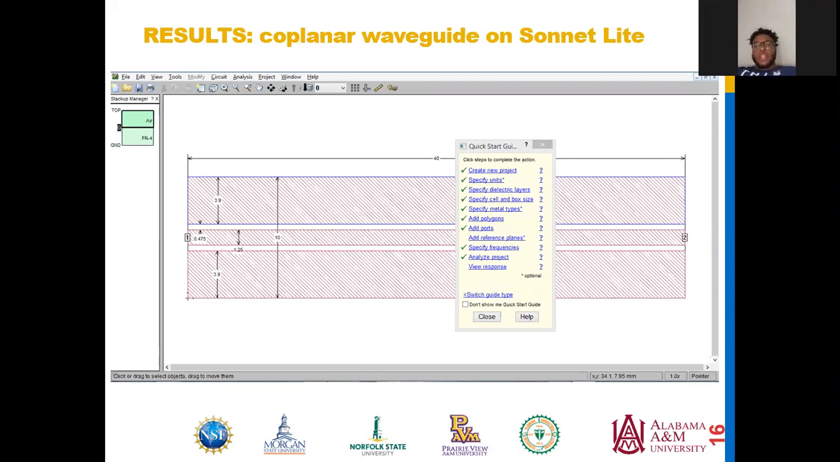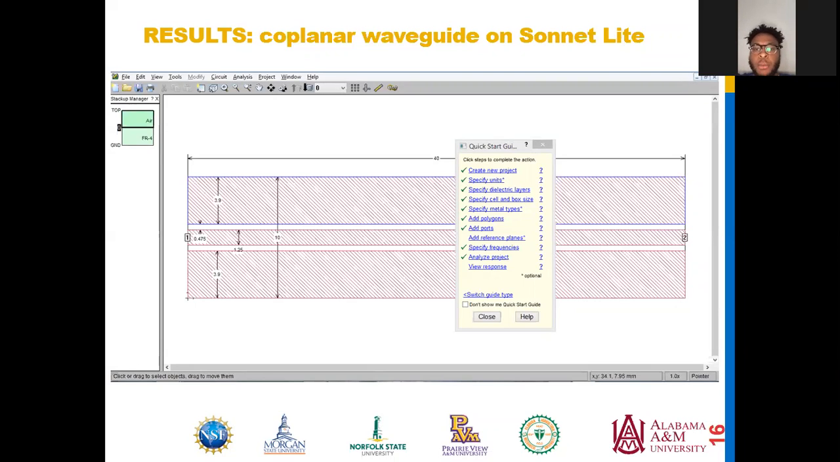So here we have our coplanar waveguide on our Sonnet Lite software. This is a 2D view, by the way, of our coplanar waveguide. As you can see, we have our transmission lines in the middle. We have our port 1 on the left, which is our input port, and our port 2 on the right, which is our output port.